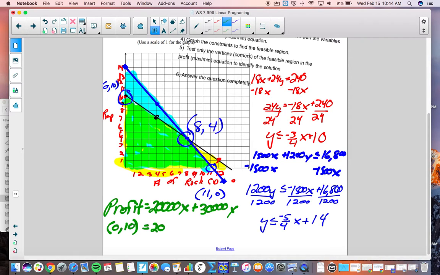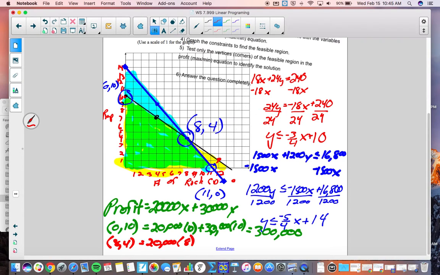So it's kind of silly to put a 0 in there. I'm going to do it, but I'm not going to even waste my time on the calculator. I'm just going to see what 30,000 times 10 is. Which is going to be 300,000. And then I'm going to put in 8 and 4. So 20,000 times 8 plus 30,000 times 4. Ooh, not quite as much. So I know that this one's out right here.